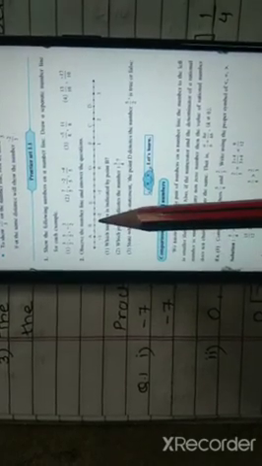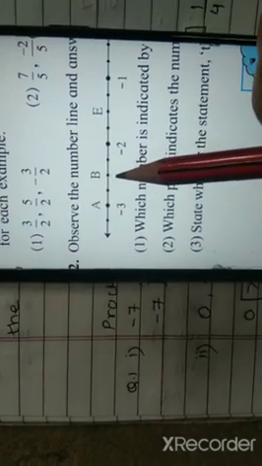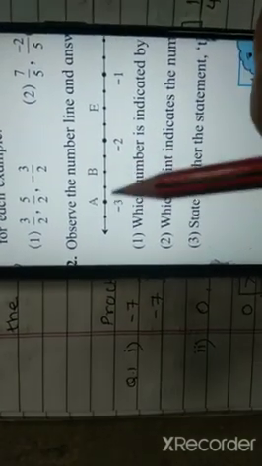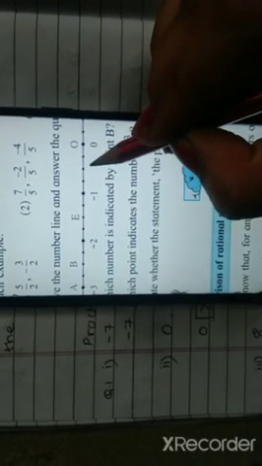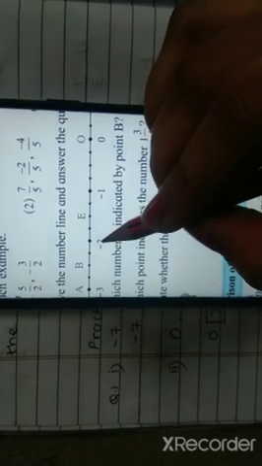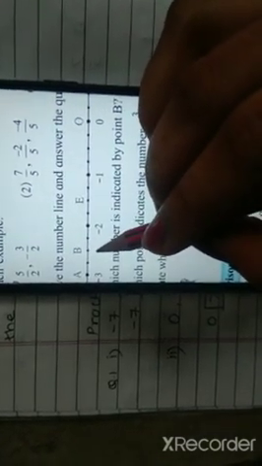The distance between -2 and -3 has a total of 4 points. I am zooming this so you can see it properly now. So the distance is 1, 2, 3 and 4. That means there are 4 equal parts, so in the denominator we will have 4. Moving to the number 1, 2, 3, 4, 5, 6, 7, 8, 9, 10. This is the 10th point where point B is located.